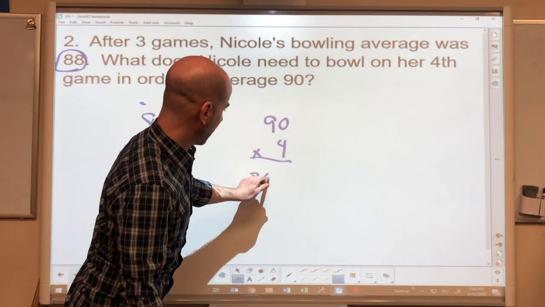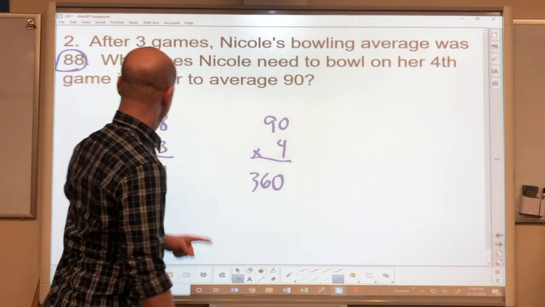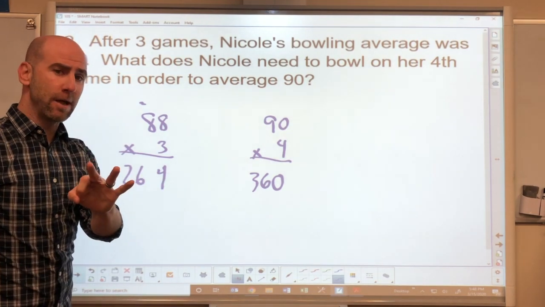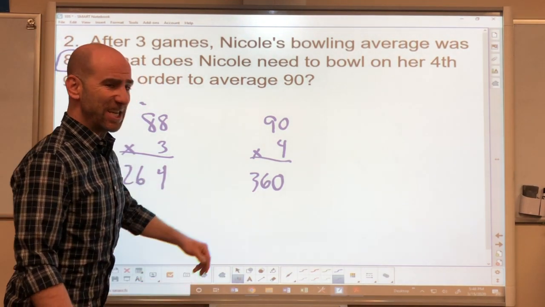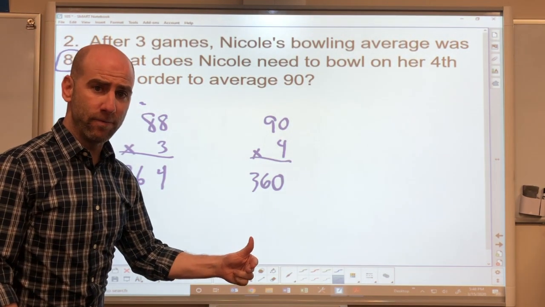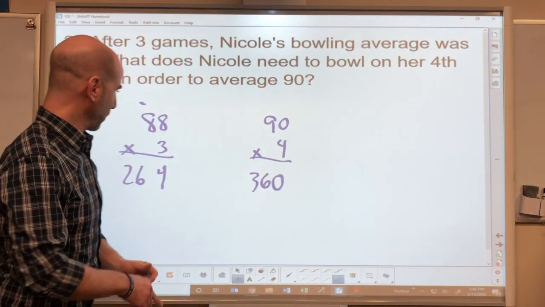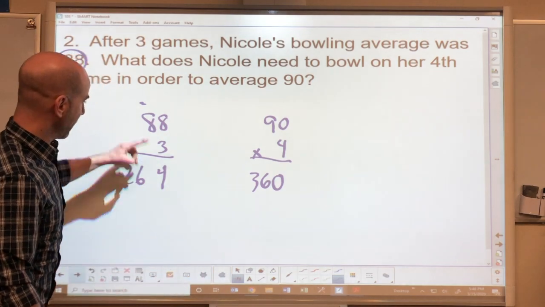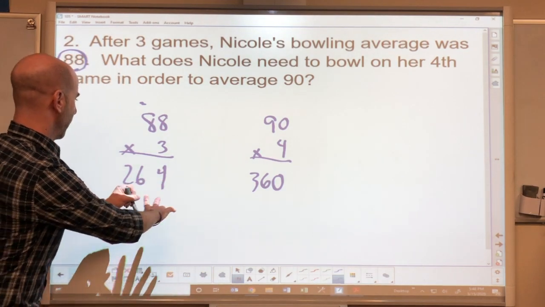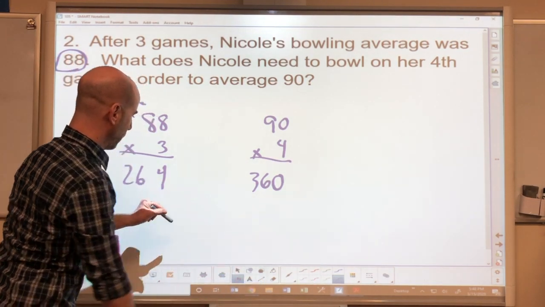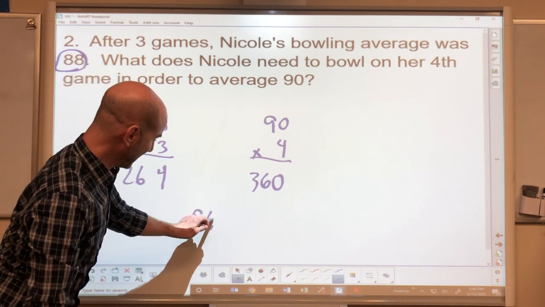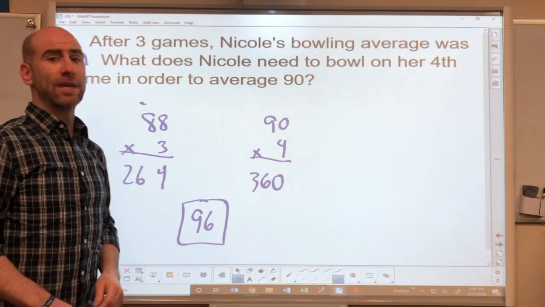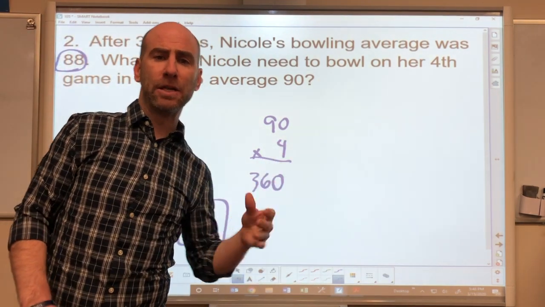So this is 360. So this is how many pins she had knocked over in 3 games. This is how many pins she needs to knock over in all 4 total. So the question is, what does she have to bowl from game 3 to game 4? Well, the difference between these two is 96. That is what she needs to bowl in her 4th game to bring her average up to 90.